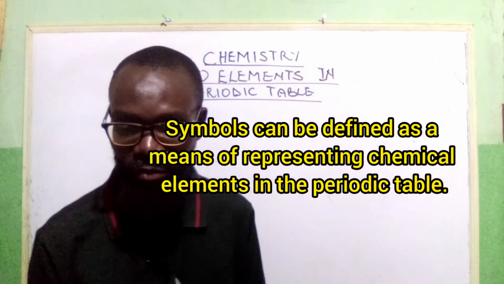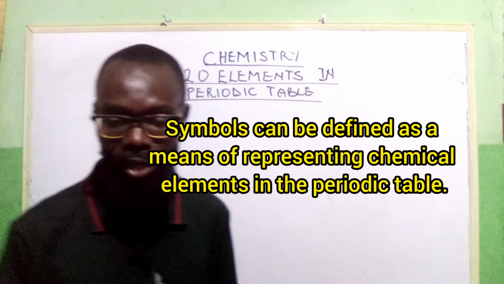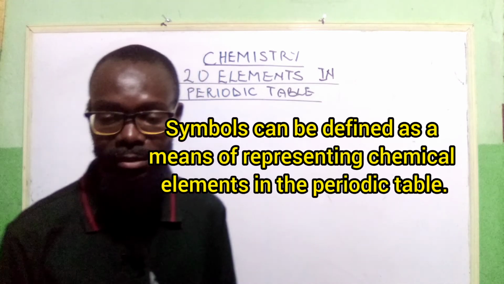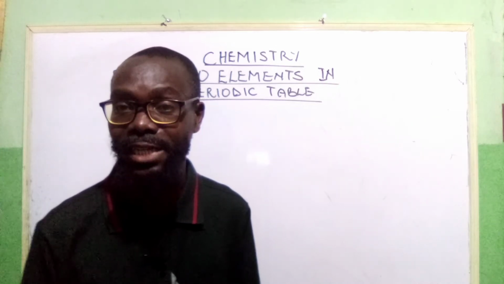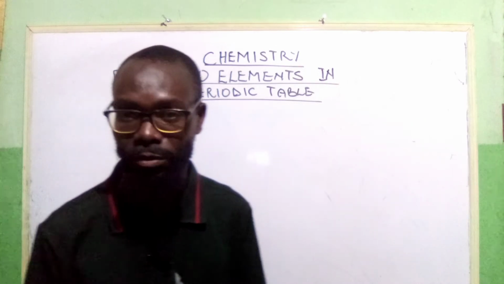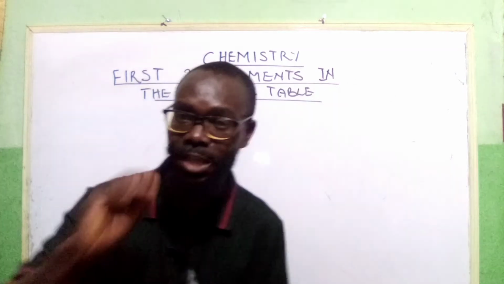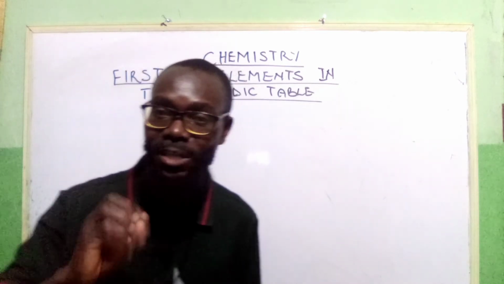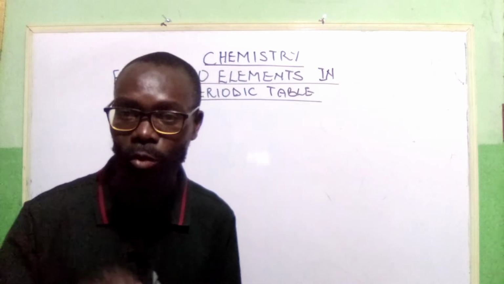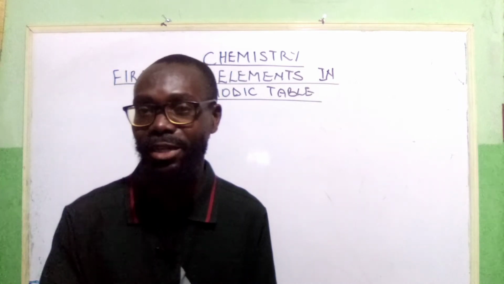Symbols can be defined as a means of representing elements in the periodic table. The elements in the periodic table are represented by a chemical symbol. Now, since they are represented by a chemical symbol, in writing any symbol of any element, we must pay attention to the way they are being written.